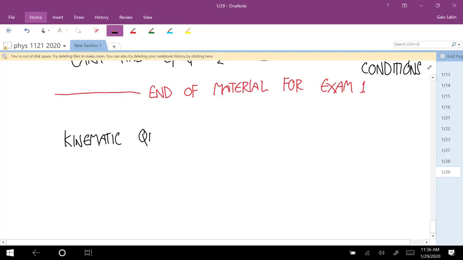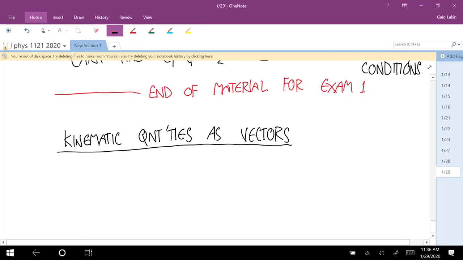Kinematic quantities as vectors. So now in 2D, position, displacement, velocity, and acceleration are all vectors.